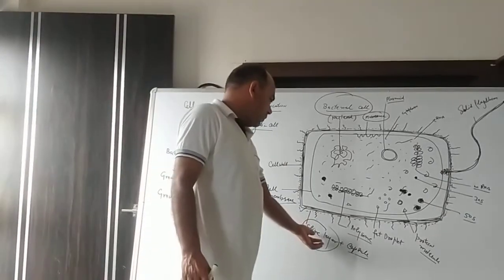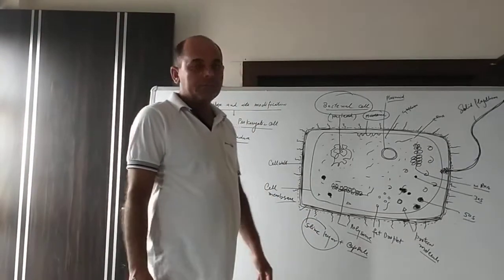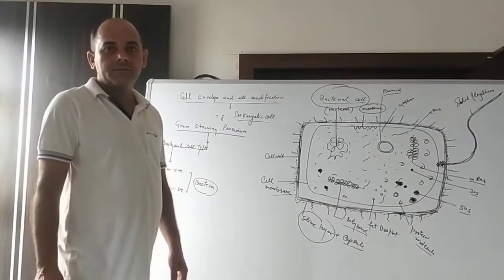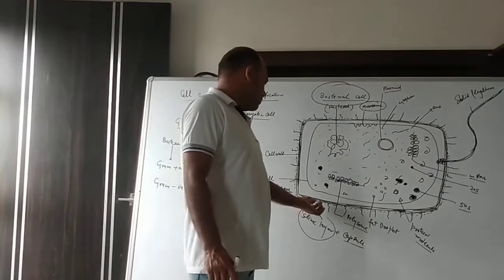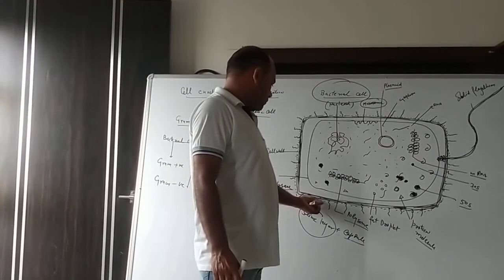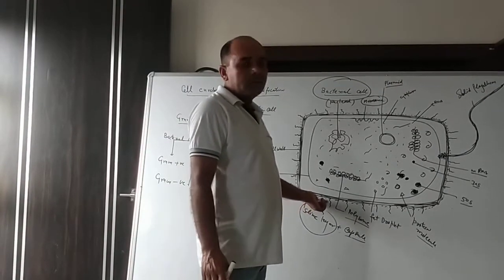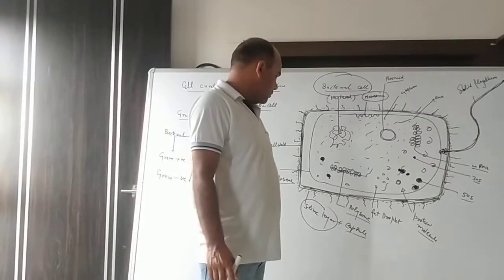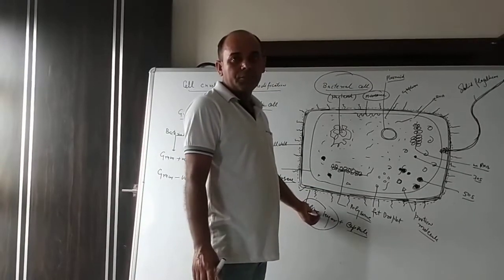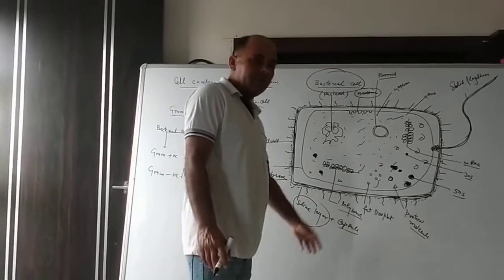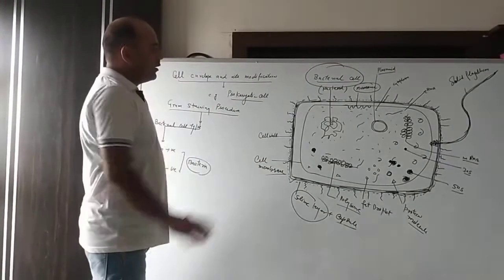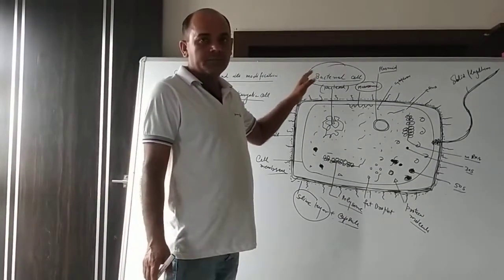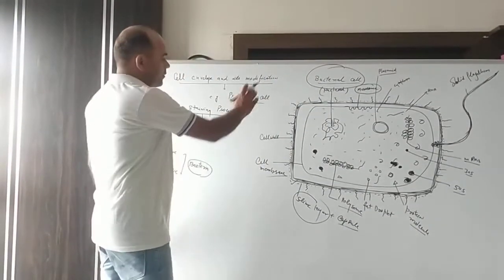This slime layer contains a macromolecule called glycocalyx, which makes the outer covering of the bacterial cell loose and gel-like. When it is touched, it gives a smooth appearance. That's why it is called the slime layer. So this is the simple diagram of a prokaryotic cell, you can say a bacterial cell. These are the different things which are present.